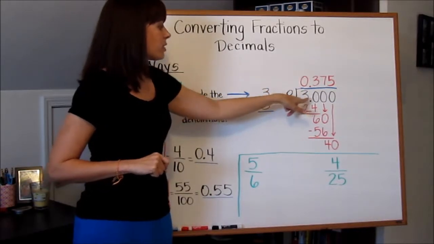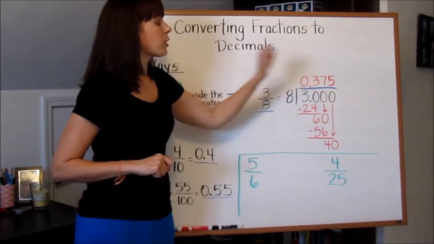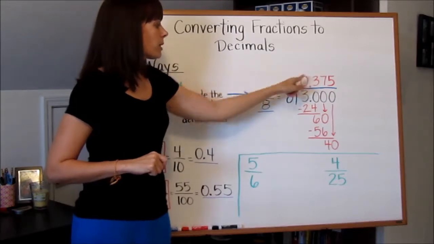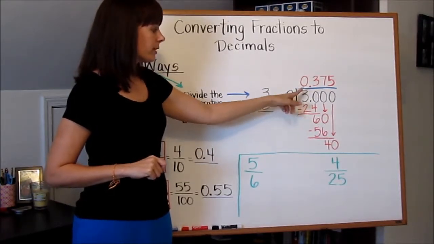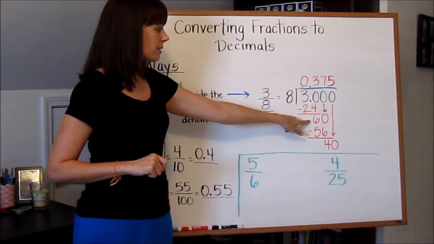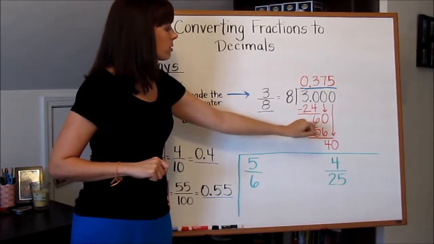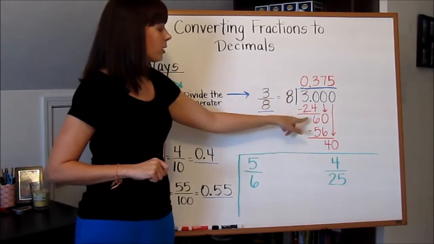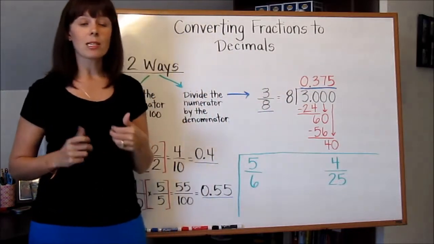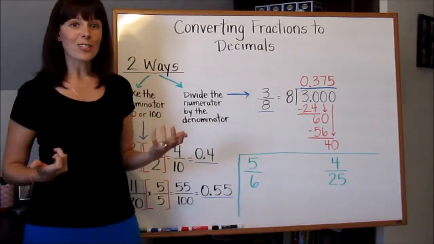So I divided 8 into 30, and it goes into 30 3 times. 3 times 8 is 24. I did my subtraction and I got a 6. Brought down one of those zeros, and I remembered 8 goes into 67 times, because 8 times 7 is 56.